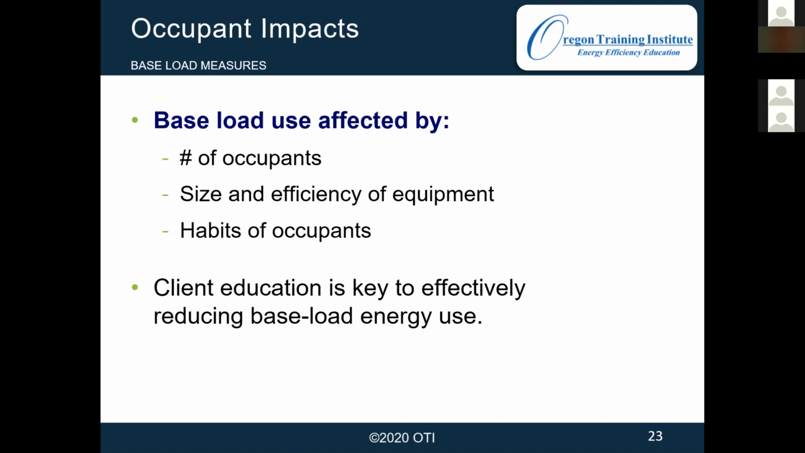And similarly, the equipment in the house, like the fridge and the clothes washer and dryer, those are going to be affected also by the number of occupants, but also by their size. Are they a smaller unit, or is it an industrial size clothes dryer? That's going to have a big impact on how much energy is used. And really also the habits of the occupants.